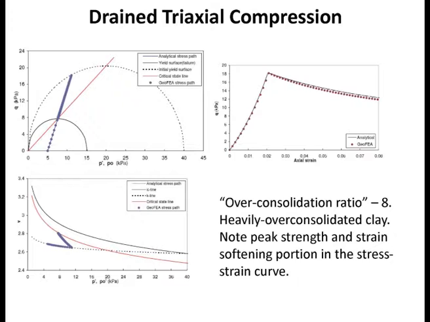So the soil starts here. You can see that the OCR is 40 divided by 5, about 8. The over-consolidation ratio is about 8, so it's pretty heavily over-consolidated. So now if you start to shear the soil, alright, remember what happens? You're going to climb up here first and then swing down across towards the critical state line. Okay?